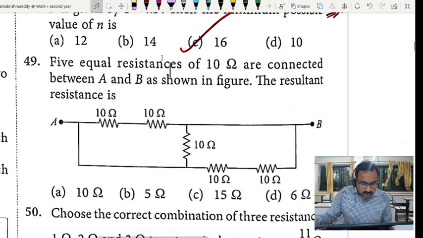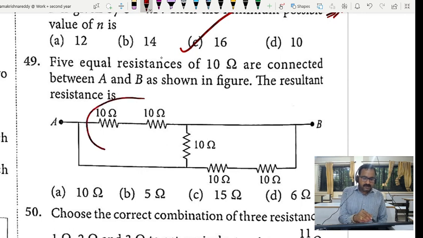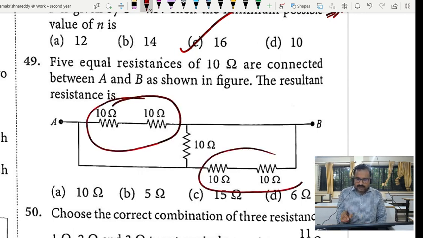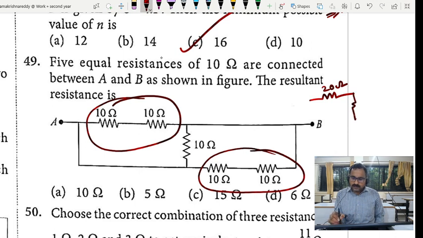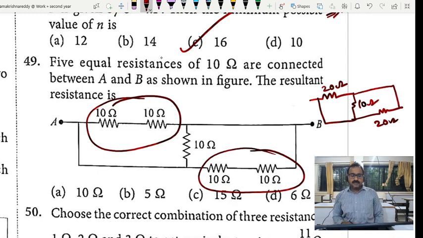Next one. 5 equal resistances of 10 ohm are connected between A and B as shown in the figure. What is the resultant resistance? So first identify that one, these two are in series, these two are in series. Series means 10 and 10 are in series, you will get 20 ohm. Next 10 ohm. Once again here also this is 20 ohm. But wires are there like this. So that's why indirectly all the 3 are now in parallel combination only.